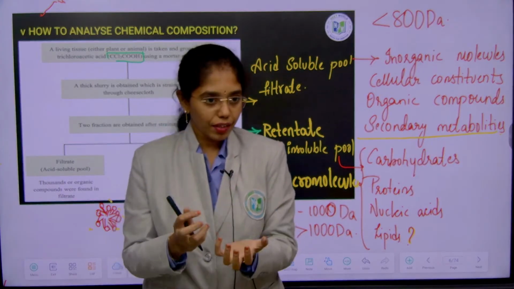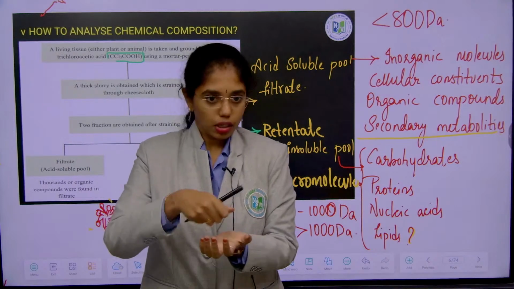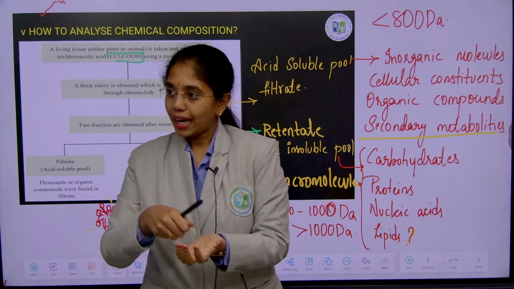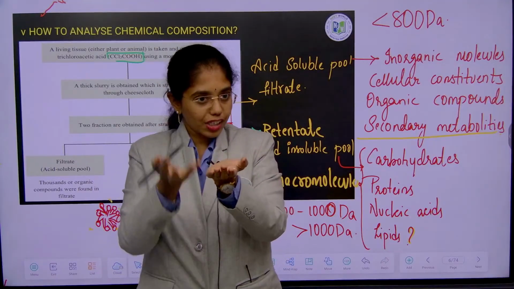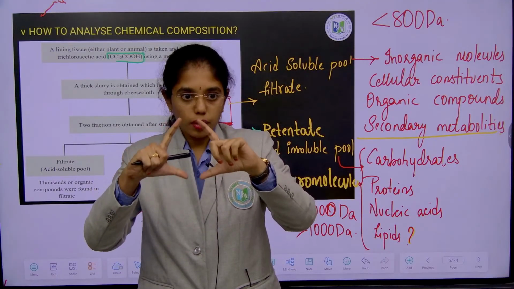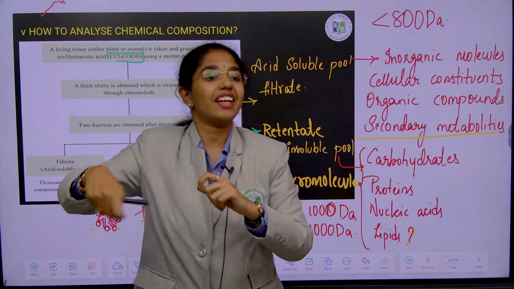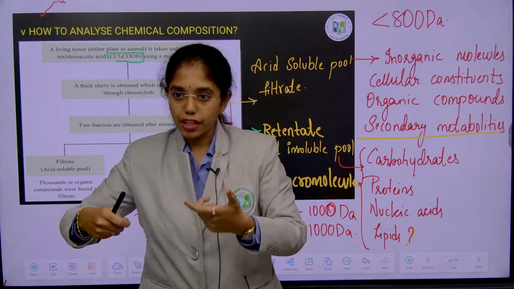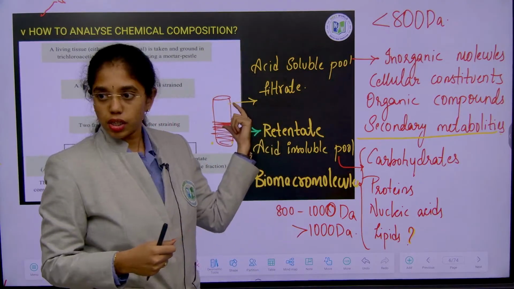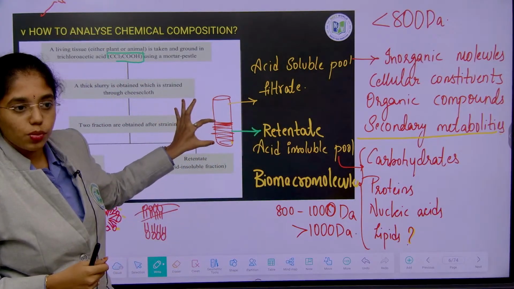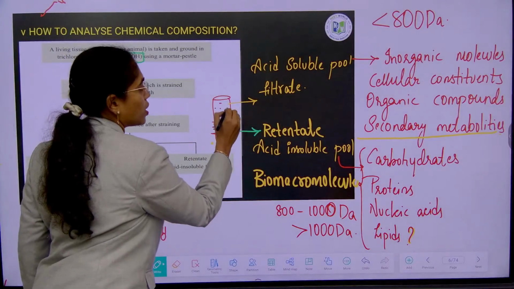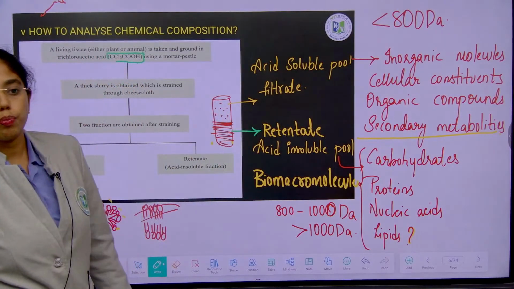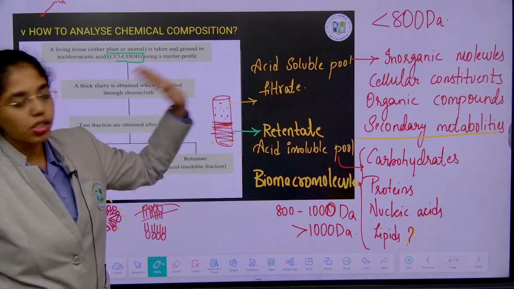We will take a living tissue, grind it with trichloroacetic acid, and then we will take it into a test tube by filtering it with water cheesecloth, and the liquid which you are getting, you will centrifuge it. After centrifuging, you will get two layers. This lower layer you will call it as what? Acid insoluble pool. Upper light molecules, these are known as what? Acid soluble pool. This is retentate and this is filtrate.